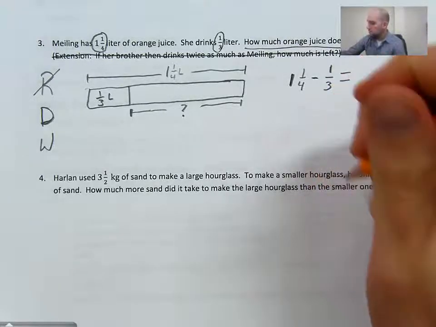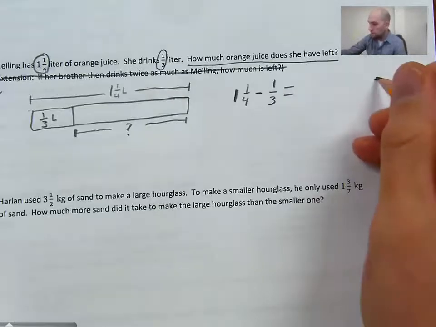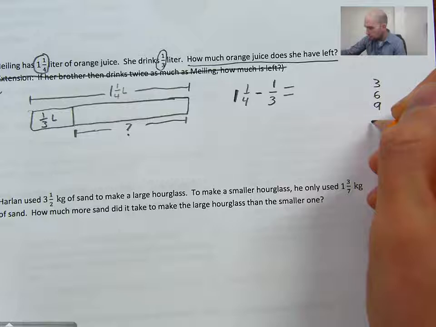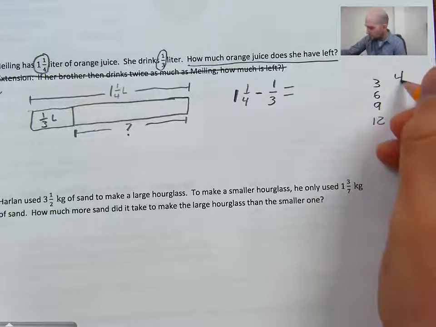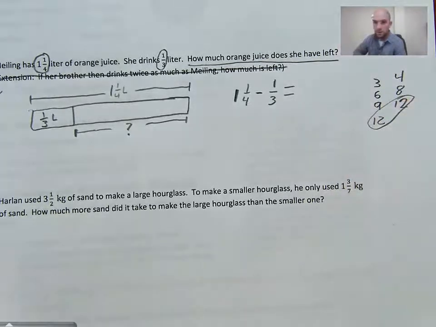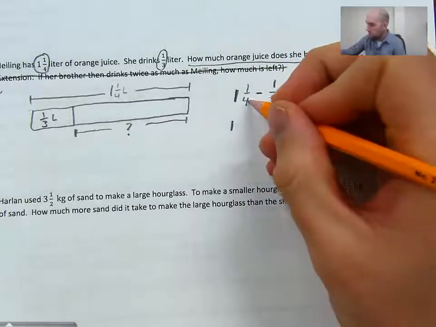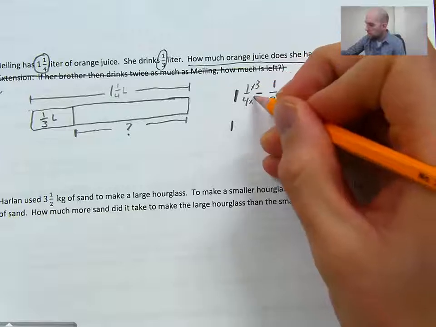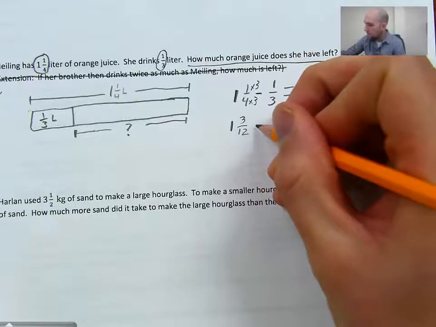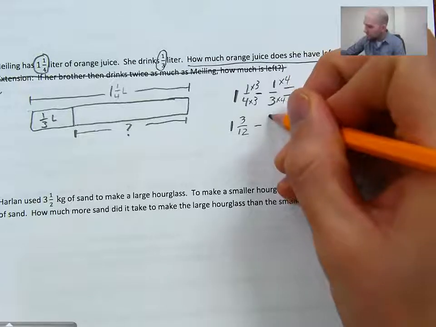So first we're going to do multiples of 3: 3, 6, 9, 12, multiples of 4: 4, 8, 12, and we found a like denominator. So we have 1, and if we multiply these by 3, we get 1 and 3/12 minus, multiply by 4 here, 4/12.